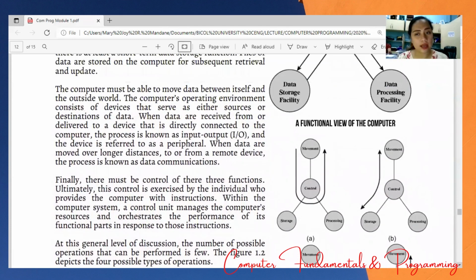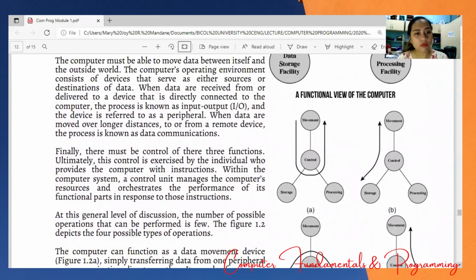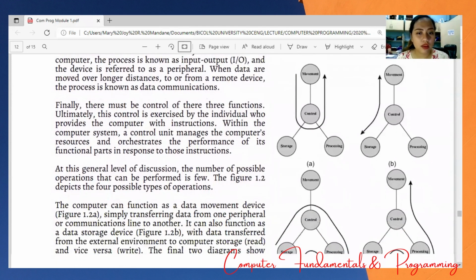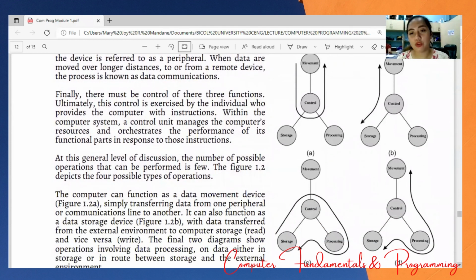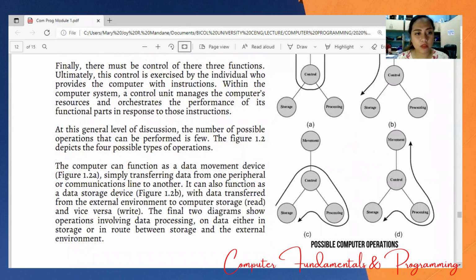So yan yung four possible types of operations natin.